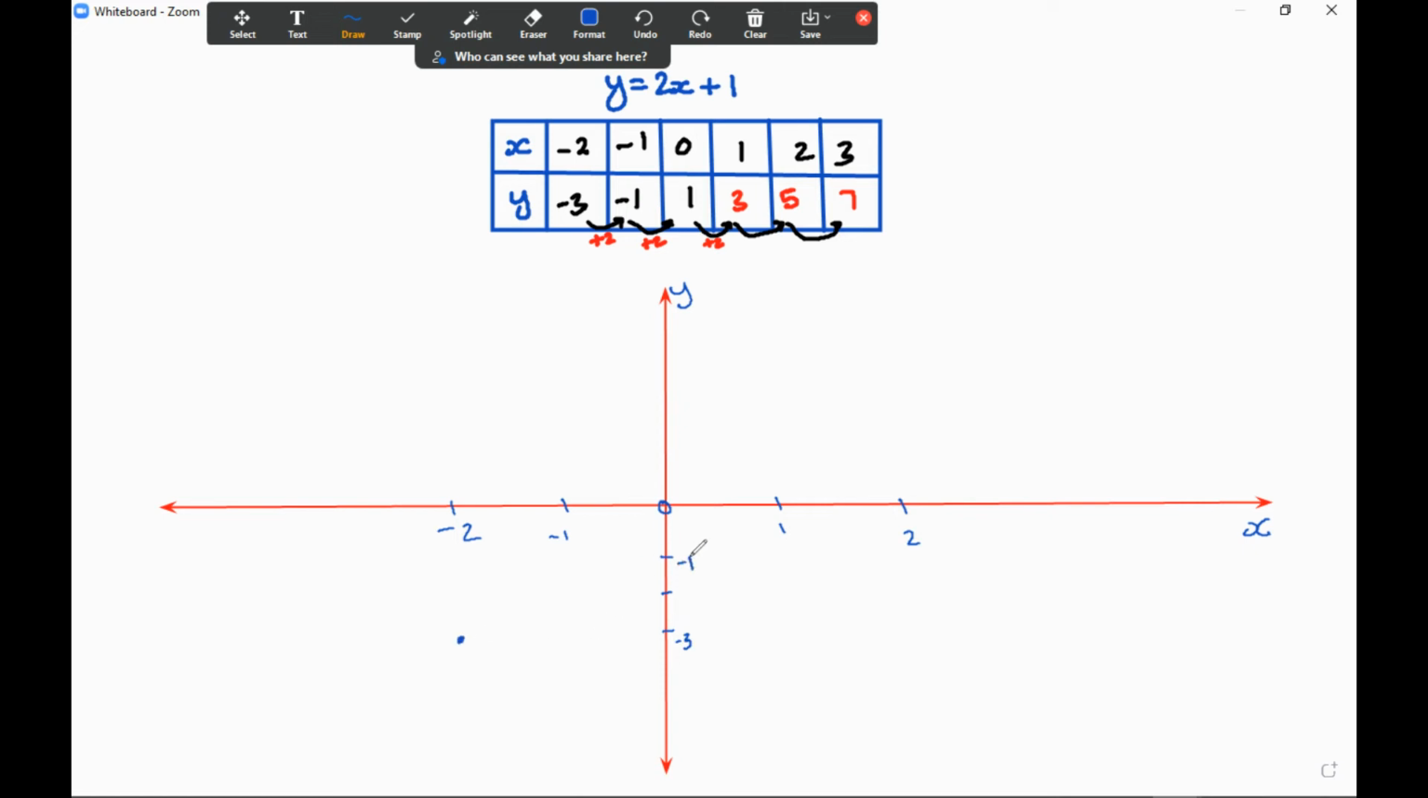-1 and -1 will be here. 0 goes to 1. So over there. 1 is 3. 2, 3. There. 2 is 5. 4, 5. It's over there. And what do we have here?